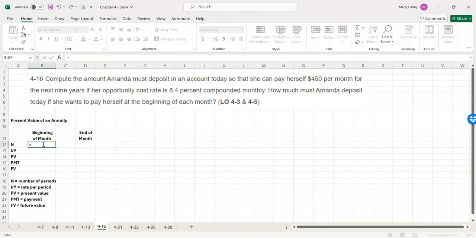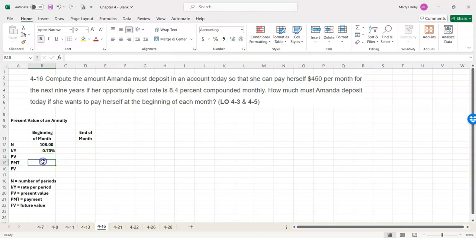first thing to do is calculate the number of months. So it's 9 years times 12 months. You use the star key to multiply in Excel. The rate is 0.084 divided by 12. Then I'll format that. So I hit the percent key and click here to add a couple of zeros.